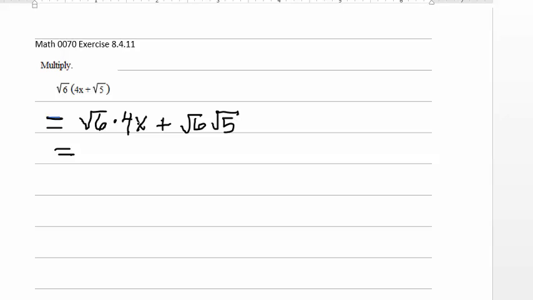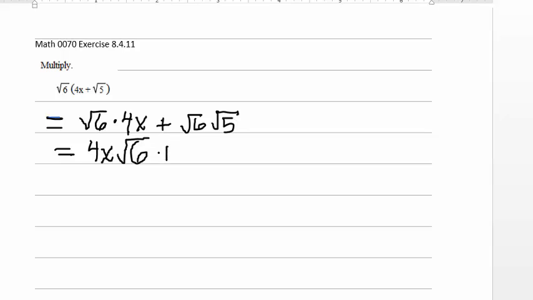4x is not within a radical. Square root of 6 is. So typically, if we have a product of non-radicalized factors times a factor containing a radical, we put those factors not in the radical in front of the radical. So I would write this as 4x square root of 6, which means 4x times the square root of 6.